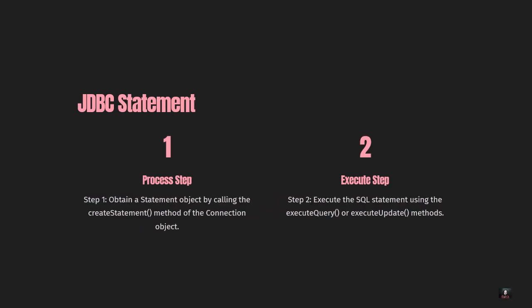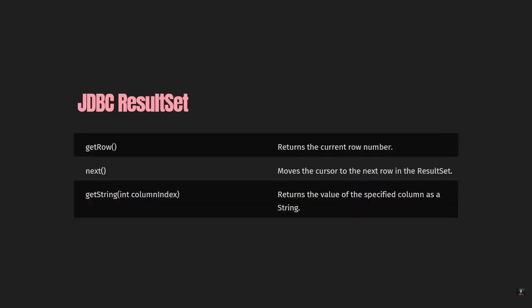JDBC statement. There are two steps in the JDBC statement, that is process step and execute step. Process step is step 1. Obtain a statement object by calling the createStatement method of the connection object. Step 2 is the execution step. The step, that is execute the SQL statement using the executeQuery or executeUpdate methods. JDBC result set. Let us see how it is used. getRow returns the current row number. And next is used for moving the cursor to the next row in the result set. getString, that is column index, returns the value of the specified column as a string.